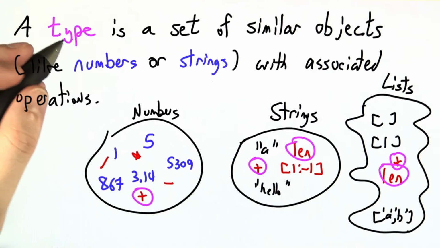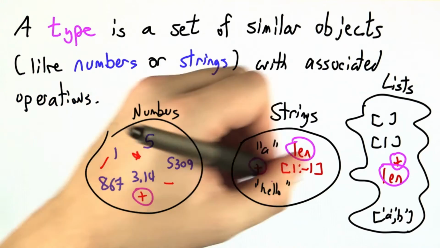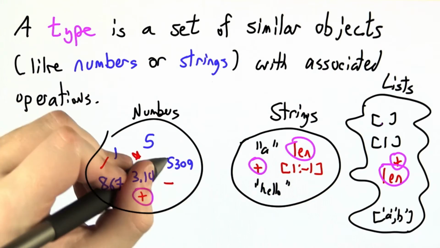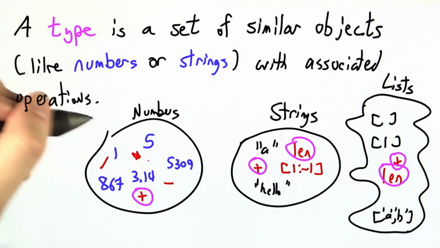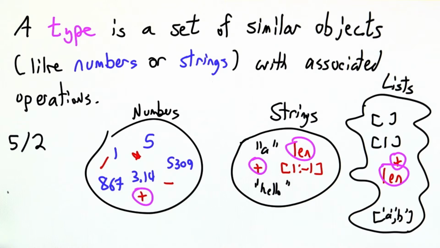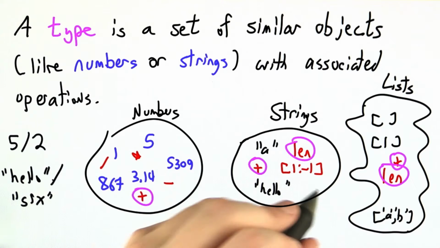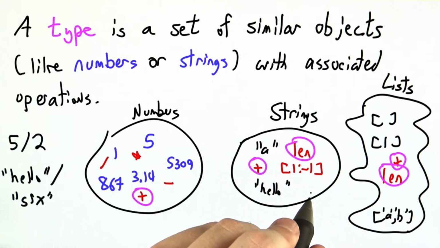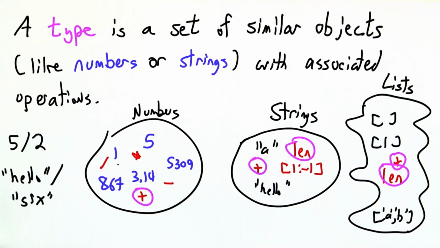And what we basically want to do is make sure that we're not mistakenly combining elements from various types or unsafely calling non-associated operations. For example, 5 divided by 2 makes a lot of sense, but the string hello divided by the string 6, we have no idea what this means. Division isn't one of the operators for strings, even though it is one of the operators for numbers.